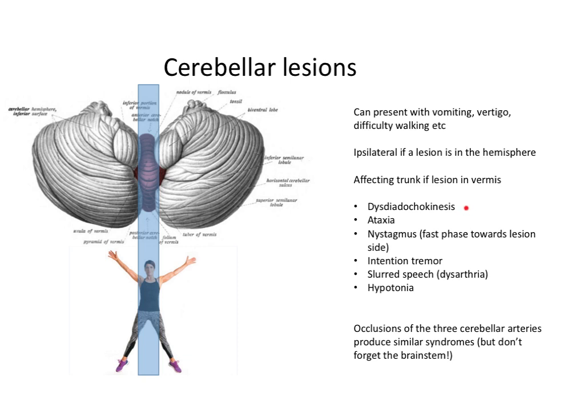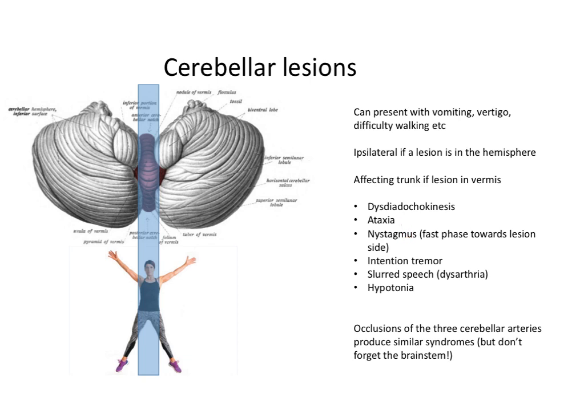dysdiadochokinesis refers to a deficit in rapid alternating movements, and you should have seen this as asking a patient to pronate and supinate rapidly. Ataxia relates to their gait, so cerebellar ataxia, that they have trouble walking, trouble keeping upright, maintaining their equilibrium, typically a wide-based gait.